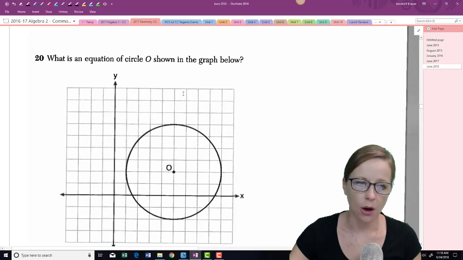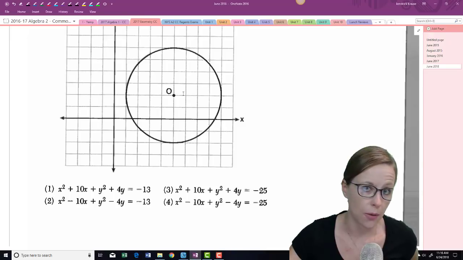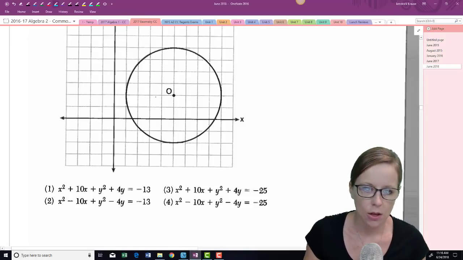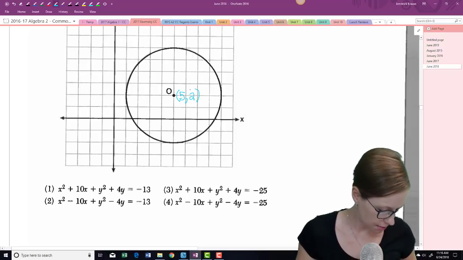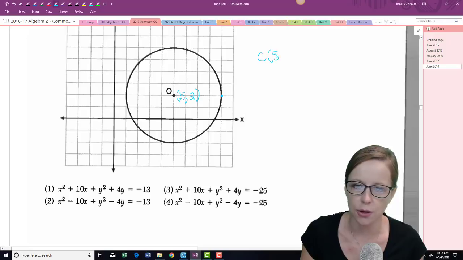Equation of the graph below. Okay, I am actually going to show you something on the calculator, and I'm going to do this the real way, and then I'm going to show you the fake way. You are going to love me for the fake way, so stay tuned for the fake way. Real way. We have a center of 5, 2, and a radius of 4.